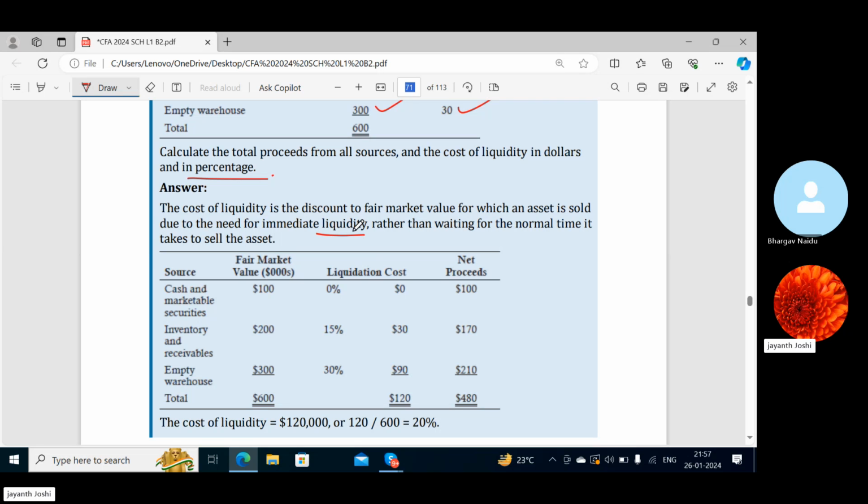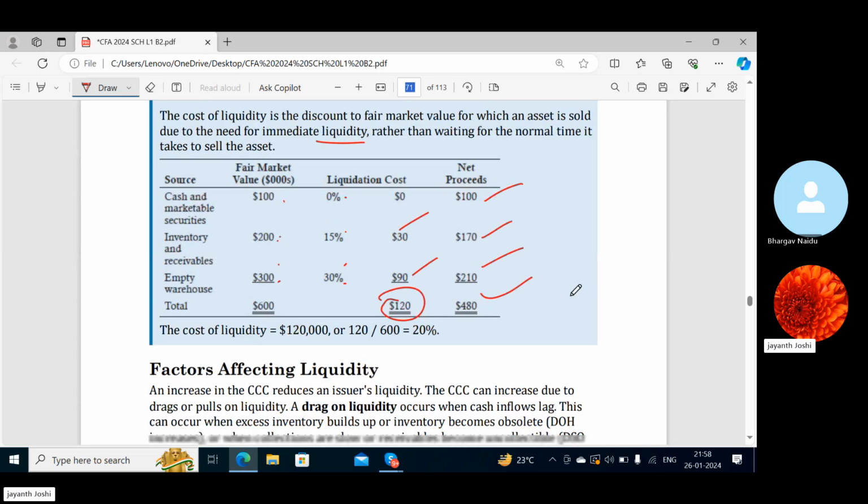But due to certain requirements, some pressure from your investors or someone to whom you have to make payments, you are selling it at a lower cost or discounted value. So these are the fair market values. These are the liquidation costs. The liquidation cost is 15% of inventory, lost $30 from this, and here $90. So the net proceeds you are getting is this. Out of 600, 120 lost and 480 you are getting. Correct? So cost of liquidity is how much? The cost, 120.